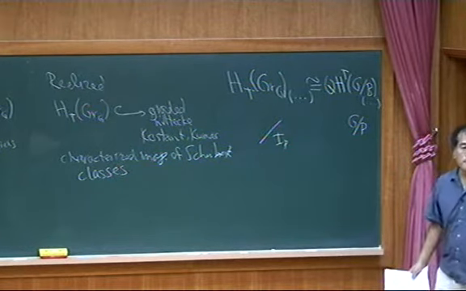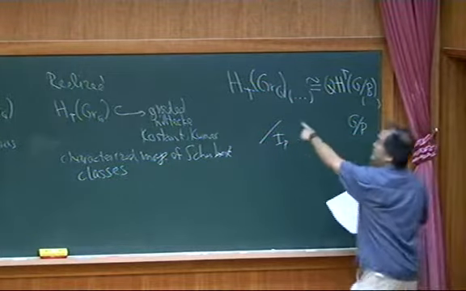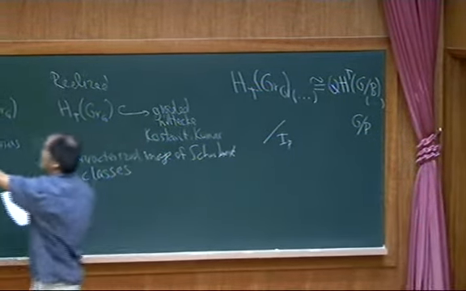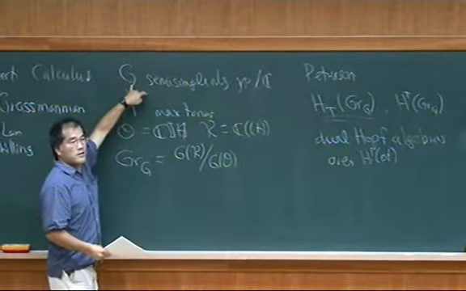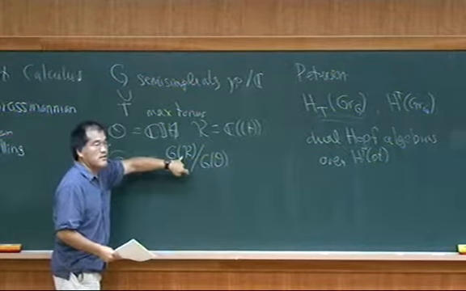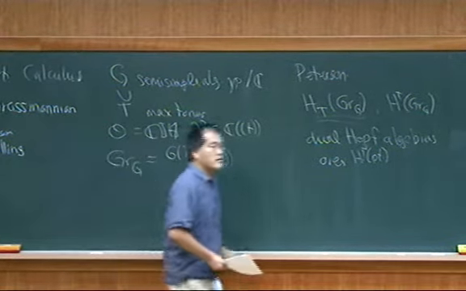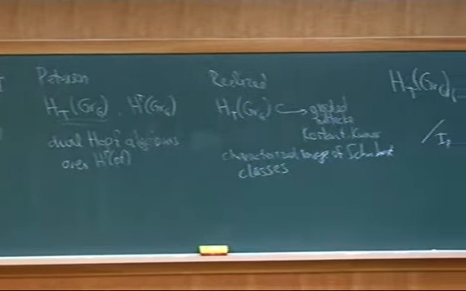Is it really P or is it equal? No, this G is the usual one. This G_K is close to the G_F, the finite dimensional one.